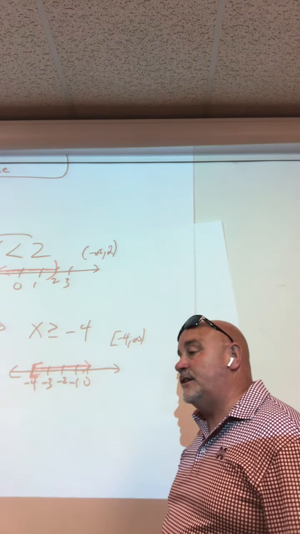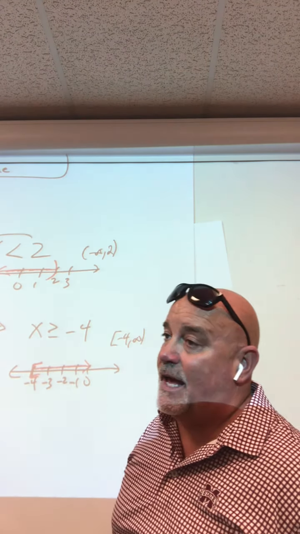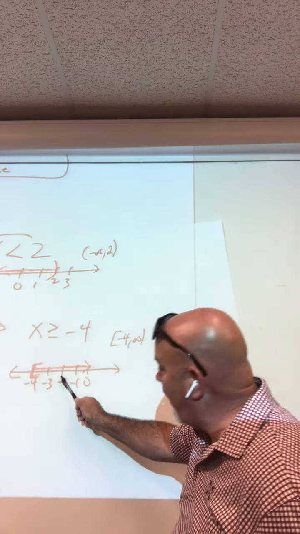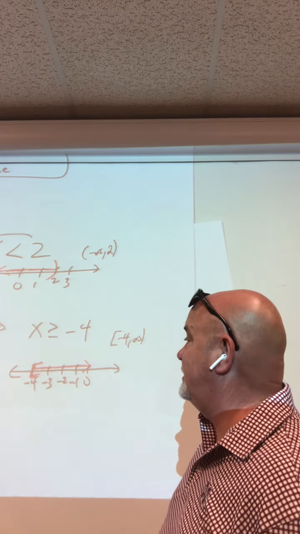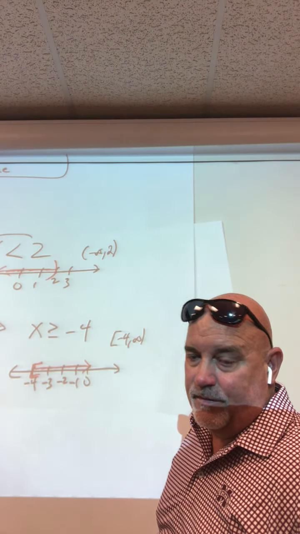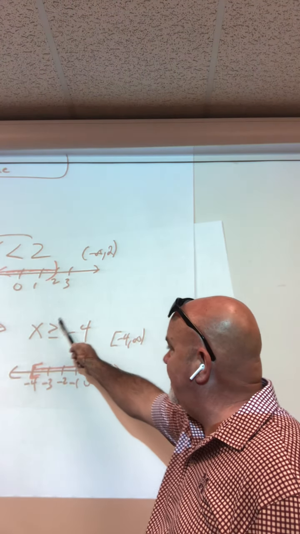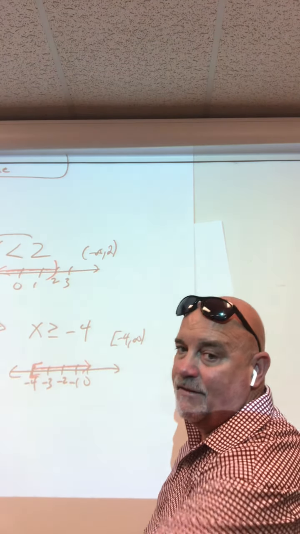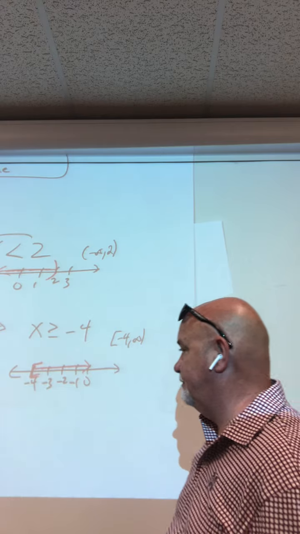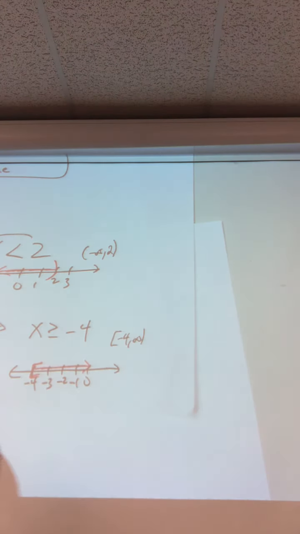Now, pay attention to the instructions, because sometimes he will ask you to graph and do the interval notation. Sometimes he will just say, give me the interval notation. So if it's greater thans, infinity's on the right. Less thans, negative infinity's on the left. All right. So that's how you graph, that's how you do interval notation.